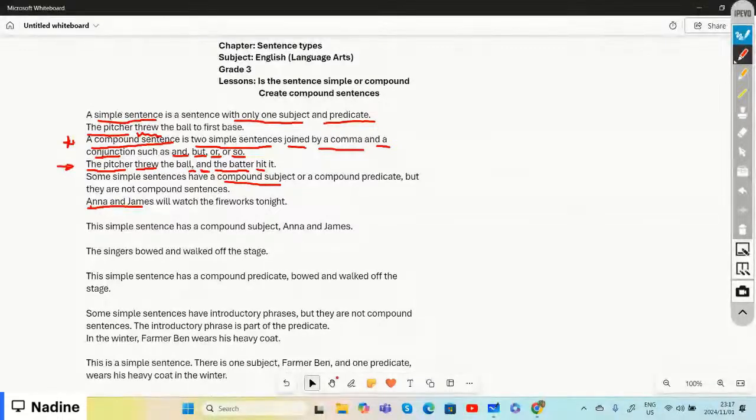And once again, the simple sentence has a compound subject, which is over here, Anna. A simple sentence, but it has two subjects, and we call that a compound subject because it is joined by and.